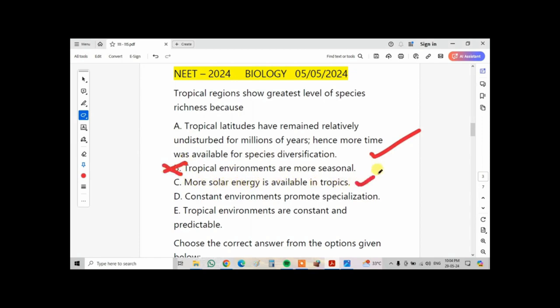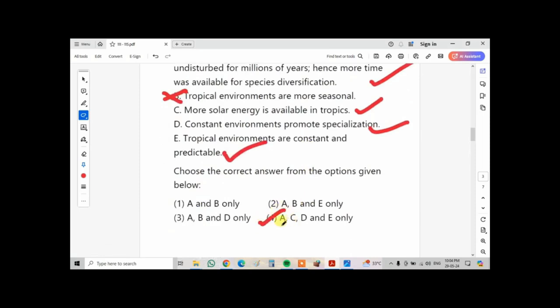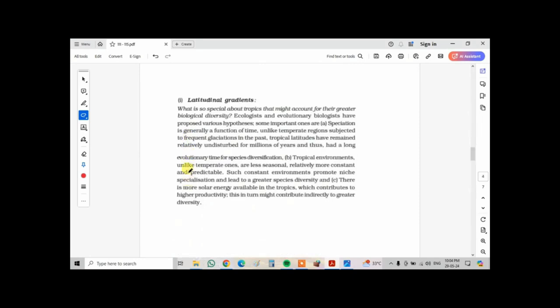Yes, correct. Constant environments promote specialization. Correct. Tropical environments are constant and predictable, and it's correct. Except option B, all the remaining are correct. So it's option 4, A, C, D, E only are correct. We can see the NCERT lines from the particular topic related to the question, from the chapter known as biodiversity.